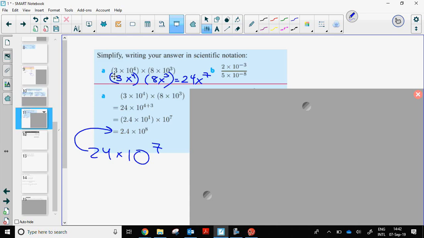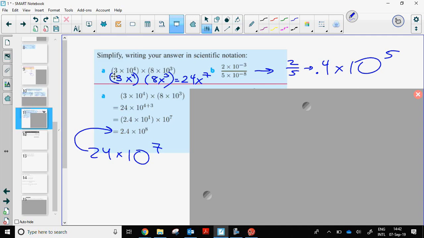And we can do the same thing here. We don't even need x's though, so we're still going to have 2 divided by 5. Actually, let's change that to a decimal right now. 2 over 5 is 0.4. And then we're going to have 0.4 times 10 to the power of, well, negative 3 minus negative 8. That's the 5th. Problem, 0.4 is not in between 1 and 10.